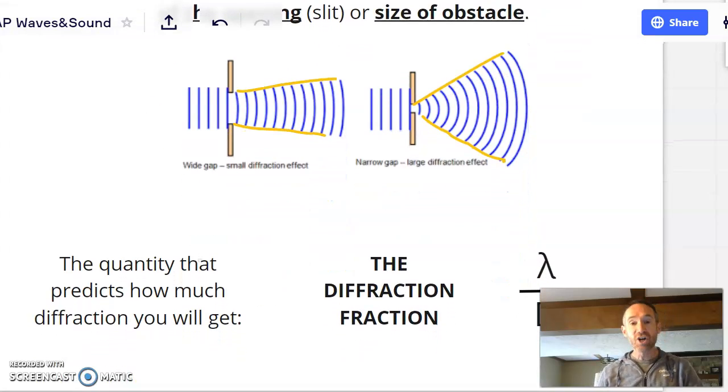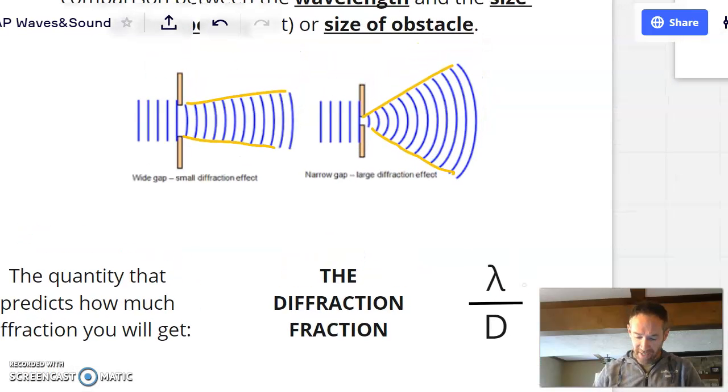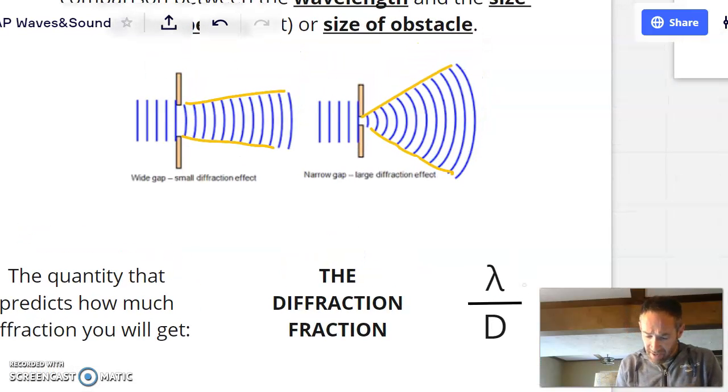Well, the quantity that shows you how much diffraction to expect is something that I have started to call over the years the diffraction fraction. Now, that's not a standardized thing. You're not going to see that in a book. I don't know why people don't call it that. It rhymes, it's cute, and it really does show you how well the diffraction happens. It's this ratio, this fraction: the wavelength over the size of the opening or the size of the obstacle. So going back to our 2 examples here, the D would be this distance right here, D.